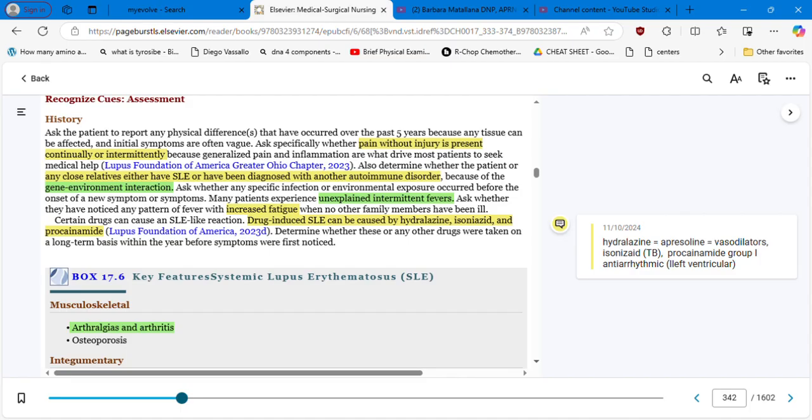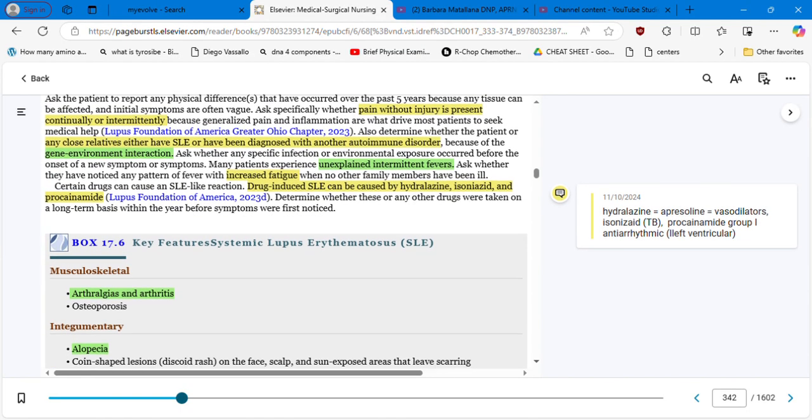Any close relative either have SLE or have been diagnosed with another autoimmune disorder. Okay, so do you remember? You don't need to have the same genetic autoimmune disorder, okay? It could be another one, but the most important factor is to consider somebody else in the family is having another autoimmune disorder. Gene environment interaction and explain intermittent fevers. We spoke about this. Increased fatigue.